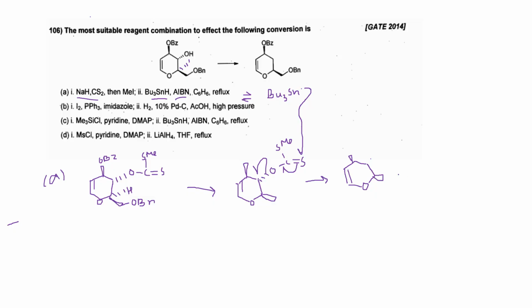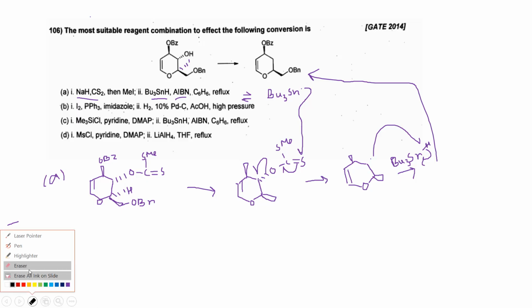Now this radical will take a proton from another molecule of Bu3SnH. We get our desired product. Let's try the other options. In the first one we are getting the product, but let's try the second, B, just to be sure.